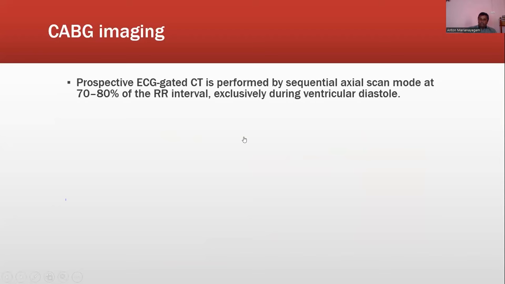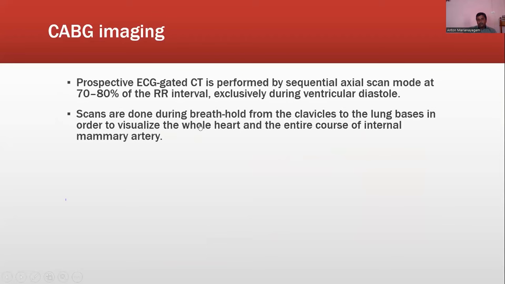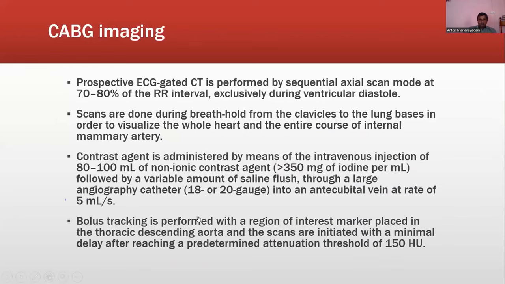So those are the images where the grafts were nicely demonstrated. We can see whether grafts are patent, or whether they have to undergo some sort of angioplasty or other interventions. What we do is a cardiac CT at 70 to 80% of the RR interval, exclusively during ventricular diastole. It should be done during breath hold, and we have to include from the thoracic inlet to the base of the heart. The other details are technical, which you probably know.